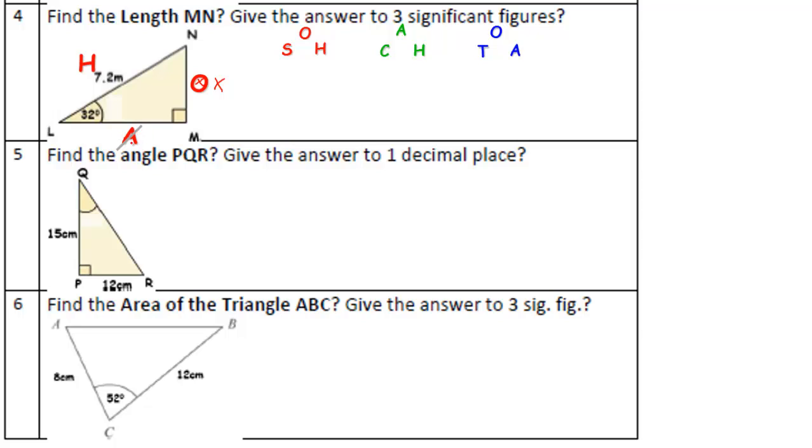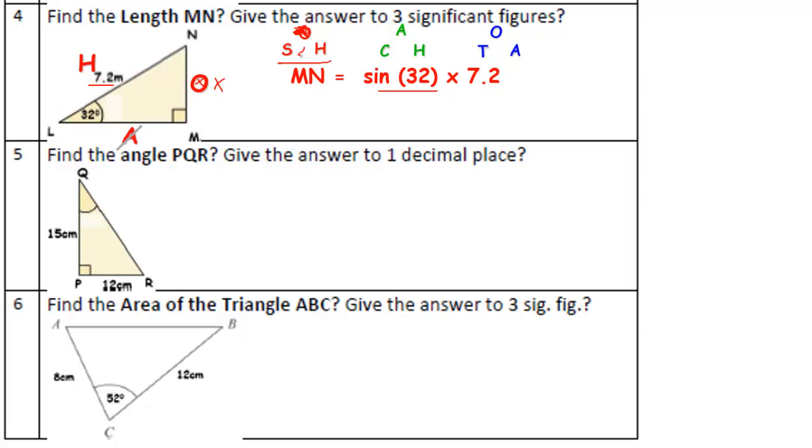The adjacent, there's only one thing there. I don't need to work it out, so I'm going to cross that out. I need to find one of the ratios that has O and H in it, and that's going to be SOH. Using SOH, if I want to work out O, if I cover that up, what that means is I'm going to do sine of the angle times the hypotenuse. Sine of 32, that's the only angle that I have here, times 7.2, which is what the hypotenuse is.